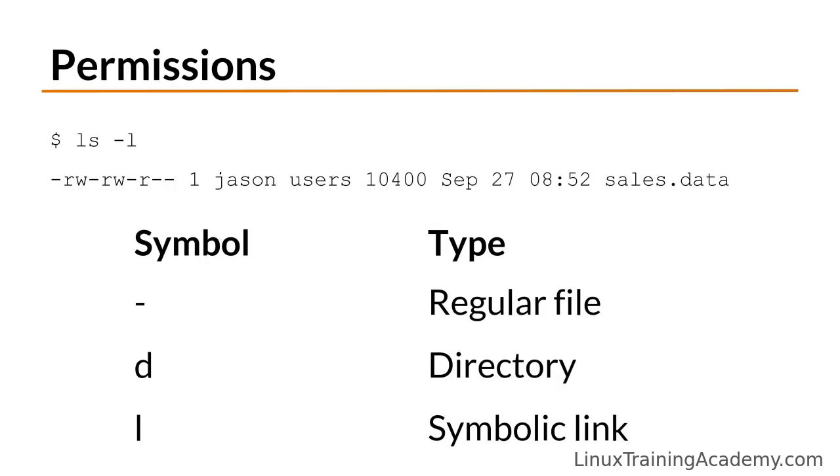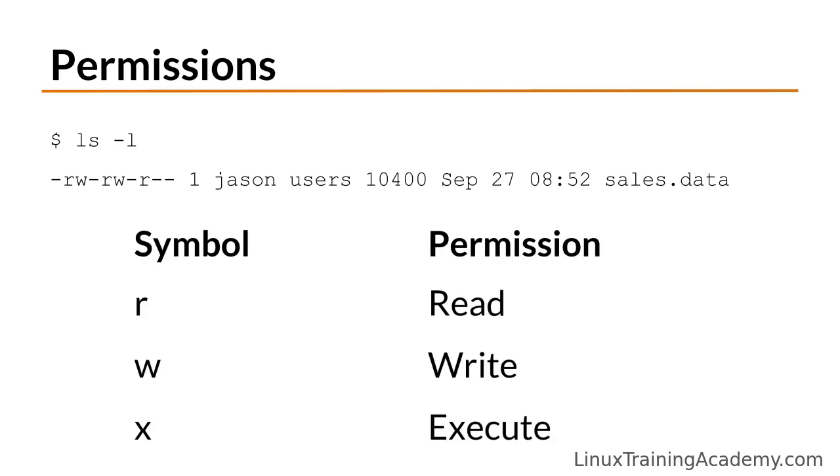Here is some output from an ls -l command, and if you look at the permission string, the first character will indicate whether it's a regular file by beginning with a dash, or it will begin with a D if it's a directory, or an L if it's a symbolic link. Other characters that you'll encounter in the permission string include R, W, and X. R, W, and X represent the three main types of permissions. They are read, which is R, write, which is W, and execute, which is X.